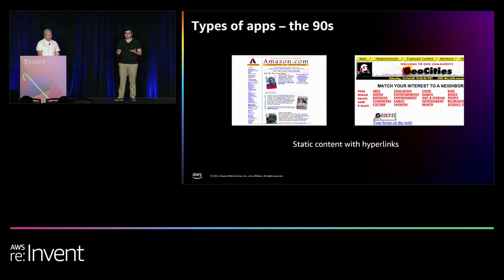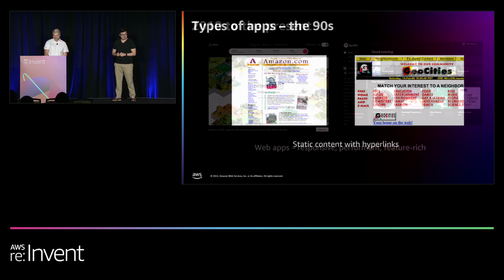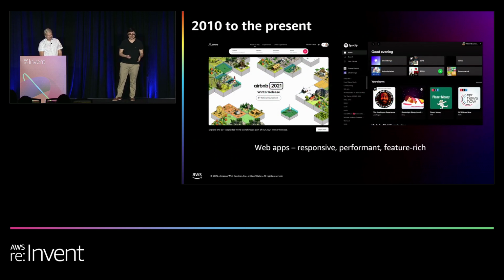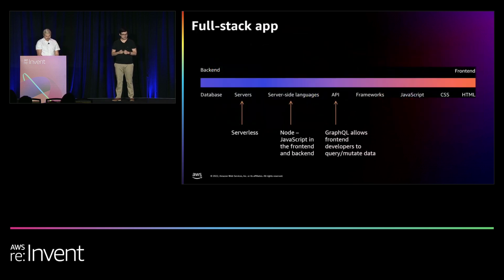And the impact of that is pretty apparent if we just do a before and after real quick. I still like the Amazon.com OG website, not gonna lie. But nowadays, instead of static content with hyperlinks, we can get really rich, performant, and responsive web apps. And the reason why they're so good now is because you can take advantage of the full stack, right? What is a full stack of an app?